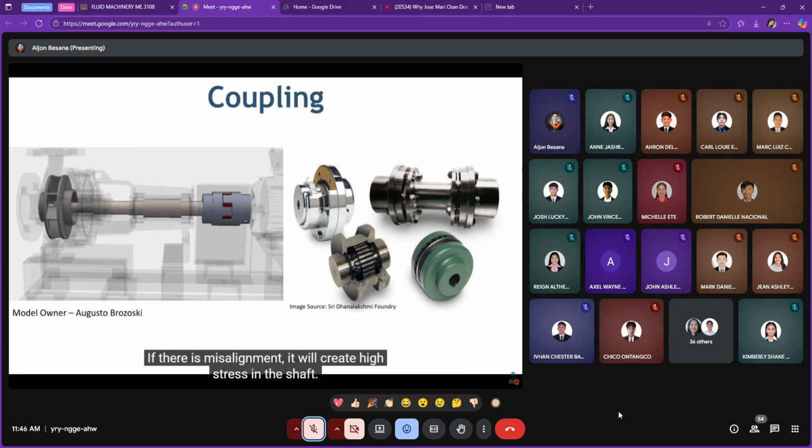The next type is flexible coupling. It is regularly used in a pump as this can compensate some amount of both radial and axial misalignment. In the image here, you can see both types of pump couplings.